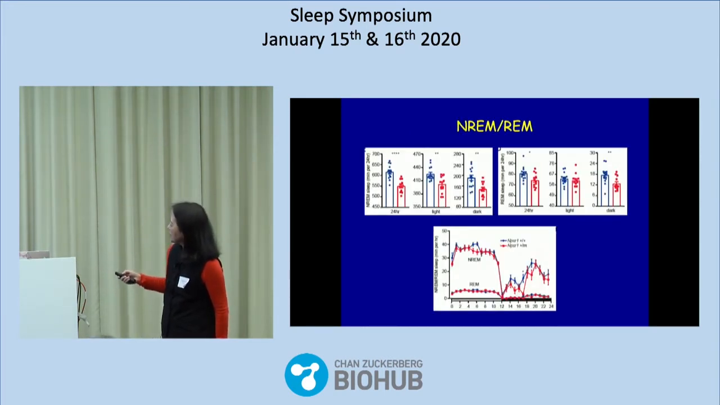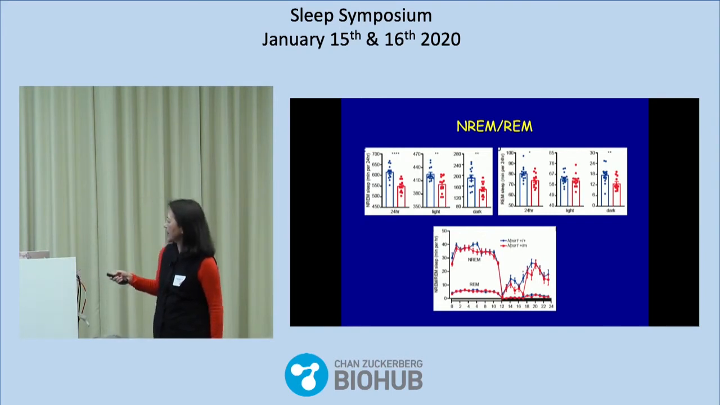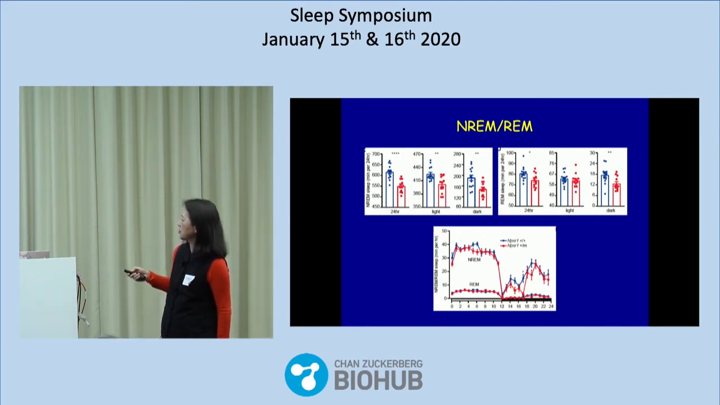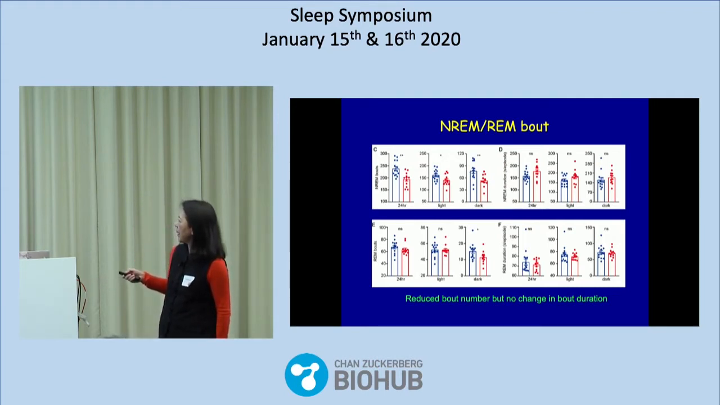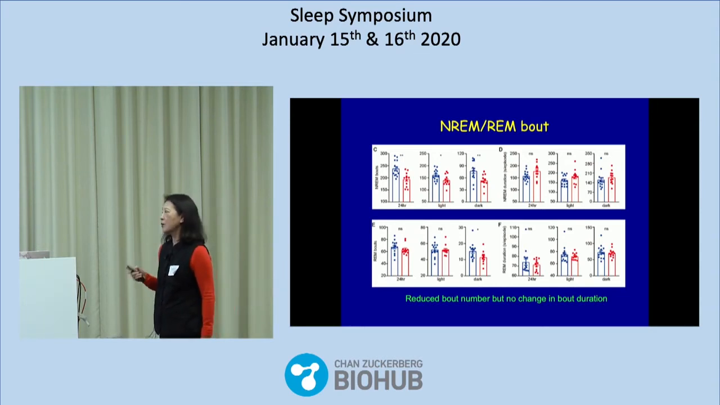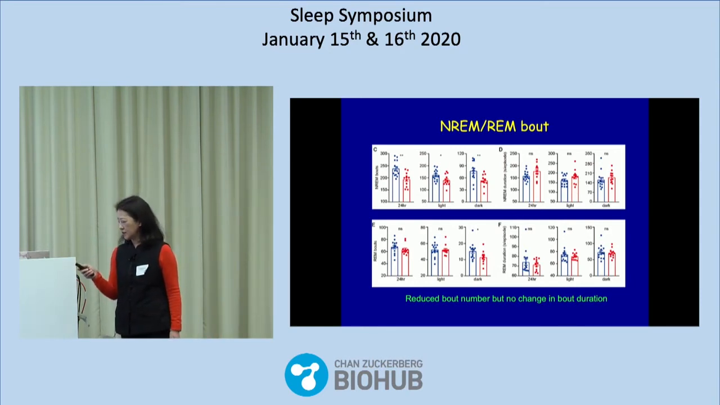So here I want to show you REM and non-REM again. Because they sleep less, REM and non-REM are also reduced, which is not surprising. Now here, again, just like ADRB1, we found that their bout number is reduced. REM and non-REM bout number is reduced, but the bout length didn't change. So for both mutations, we found that they sleep less because they have reduced sleep bouts, and the bout length actually didn't change.